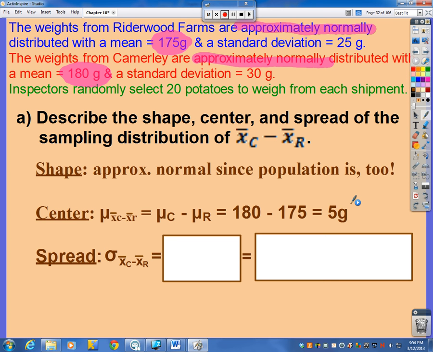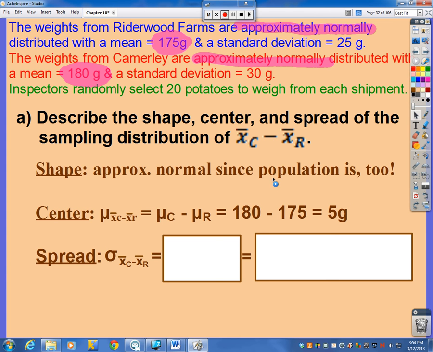So we would expect a difference of 5 grams each time we take a random sample of 20 potatoes from each shipment. Now, are we always going to get a difference of 5? No. But in the long run, we should expect a difference of 5. Or if we took the mean of all these mini samples of 20, we should get 5 in the middle.